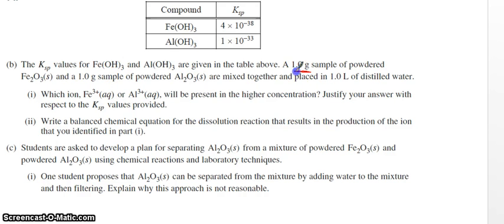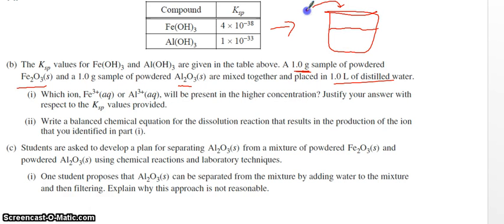A 1 gram sample of powdered Fe2O3 and 1 gram sample of aluminum oxide are mixed together and placed in 1 liter of distilled water. So we're putting both of these guys into a big container. 1 gram of each. 1 gram of this guy, 1 gram of the other. It asks which ion, Fe3+ or Al3+, will be present in higher concentration? Justify your answer with respect to Ksp values.